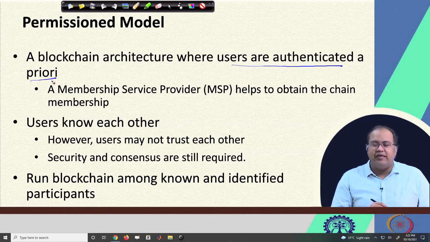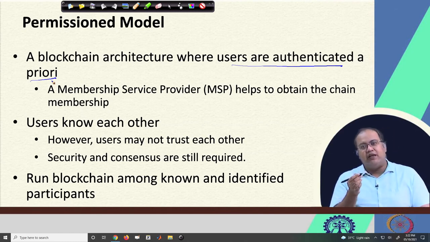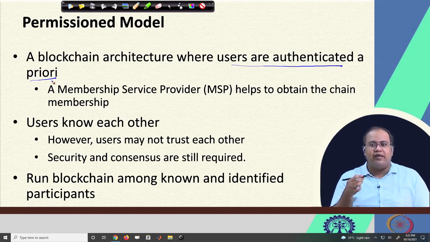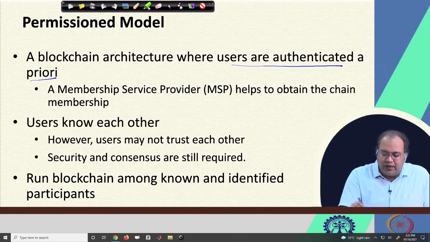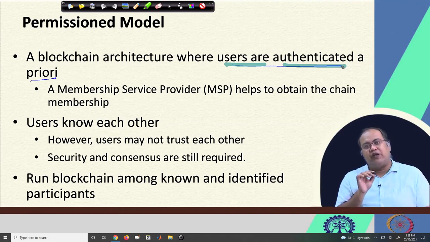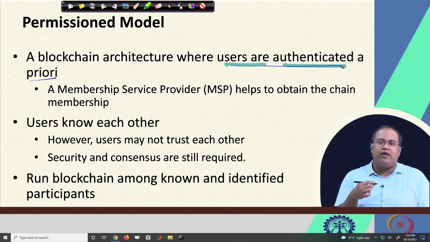What we have seen in the case of permissionless blockchain architecture is that it follows a kind of open network. So, anyone can join the network; you do not need any kind of pre-authentication or pre-authorization to join the network. Now, in contrast, in the case of the permissioned model, I need the users to be pre-authenticated. So, the user should have a certain authentication mechanism through which they get authenticated before they join the network.